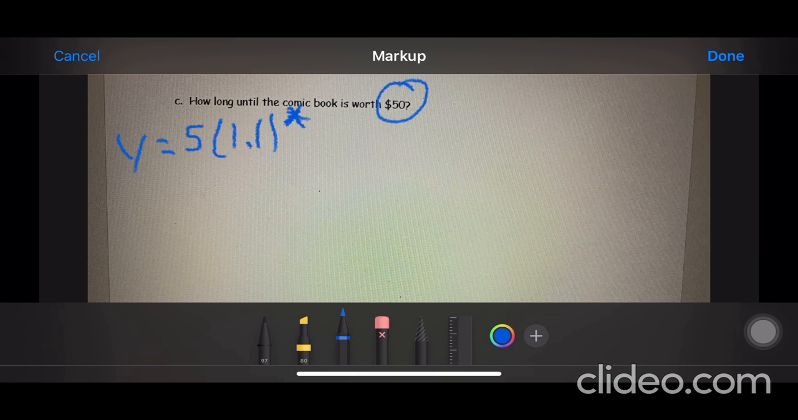So what we're doing is we know the value is $50. So instead of plugging in for x, which told us how much it will be after this many years, we know how much we want it to be, and we're trying to find the years. So we plug in 50 for y: 50 equals 5 times 1.1 to the x power.